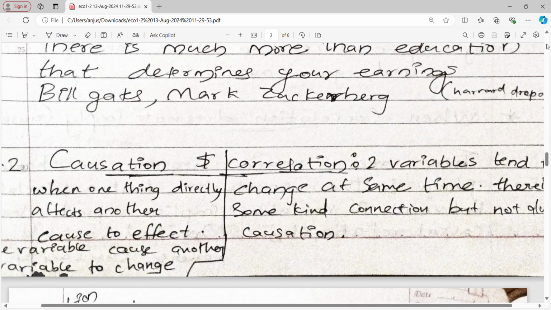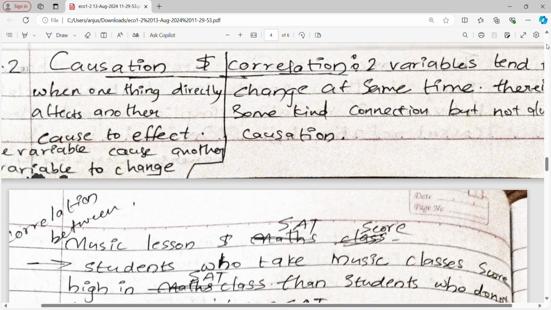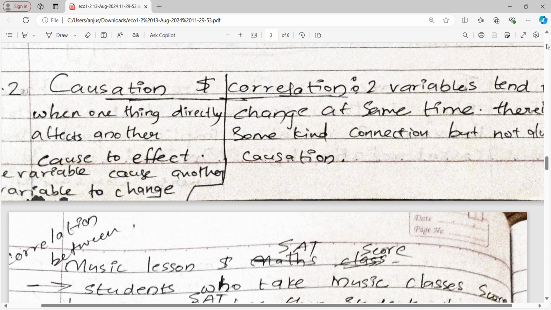So next is causation and correlation. What is causation? As the name, the literal meaning itself, that is the cause. When one thing directly affects another, cause to effect. One thing directly affects another. One variable causes another variable to change.